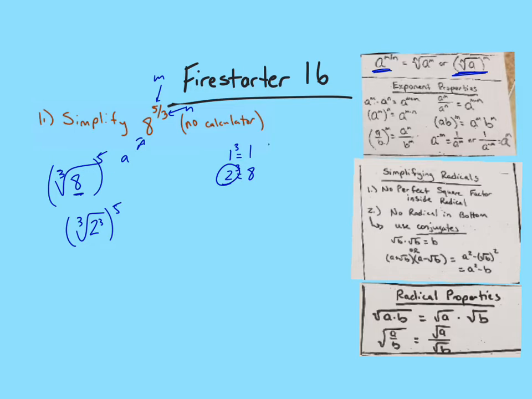Since the exponents match, they cancel. So now I'm left with just 2 to the 5th, which I can do. You could do it 2 times 2 times 2 times 2 times 2, or you can just put it in a calculator. Either way, you're going to get 32. So that's how you do that without using a calculator, even though you might have had to do it at the end, 2 to the 5th.